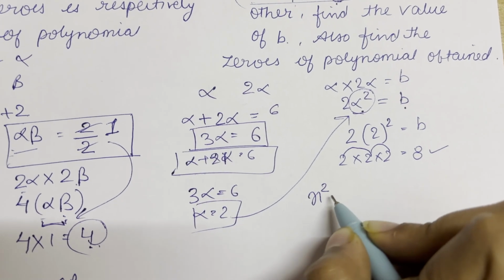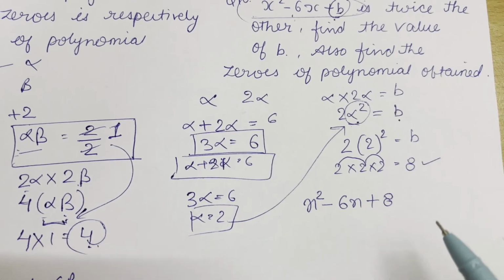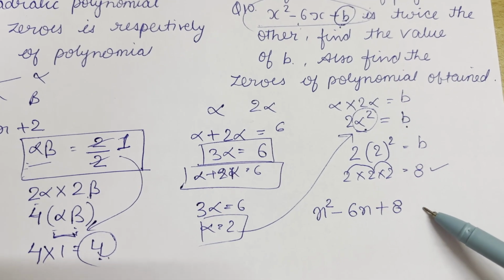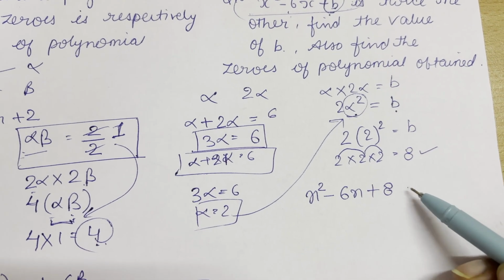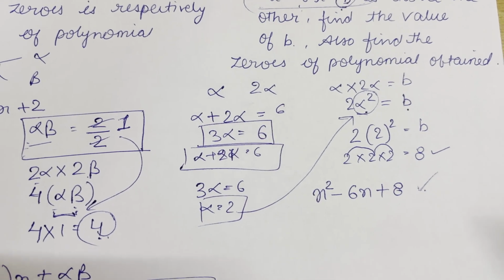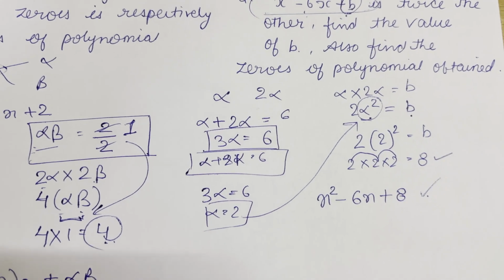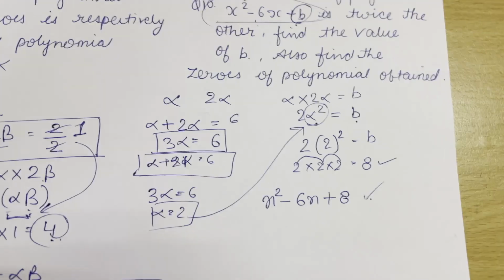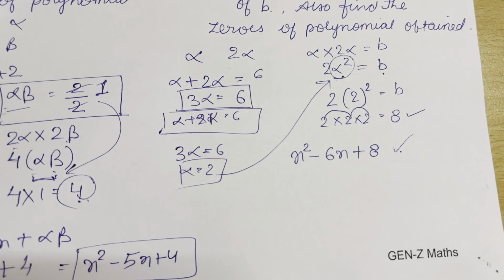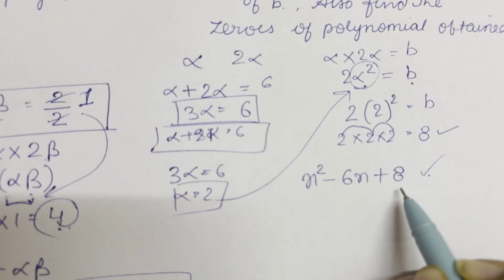So first of all, we'll substitute this value of b, which we got as 8, in this equation. So our polynomial that was given in the question becomes x square minus 6x plus 8. And now we need to find the zeros of this polynomial. So how could we find the zeros of the polynomial? There are two methods. Either you could use the quadratic formula, or you could split the middle term as per your syllabus. So I'm going to use the method of middle term splitting.